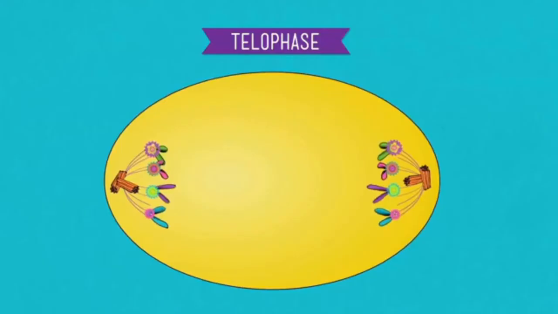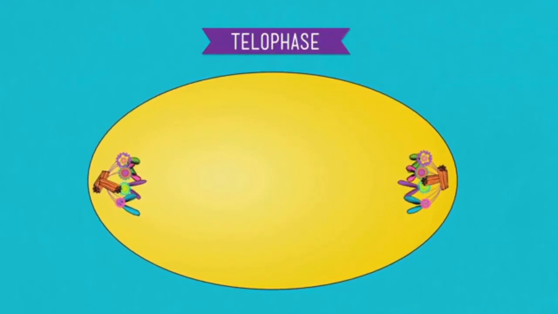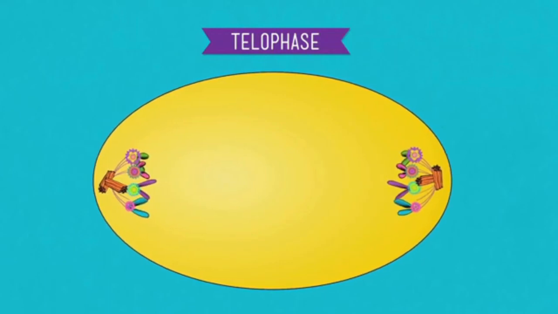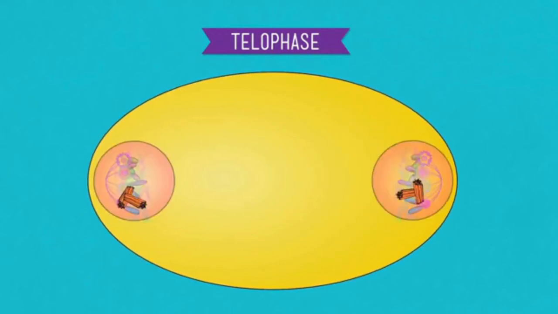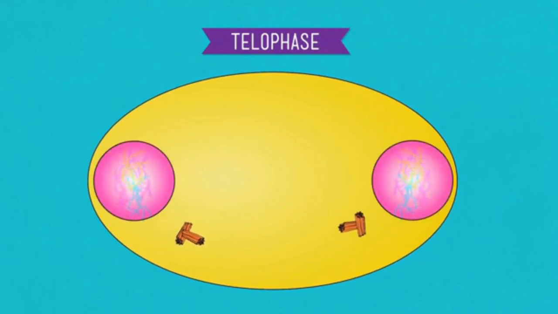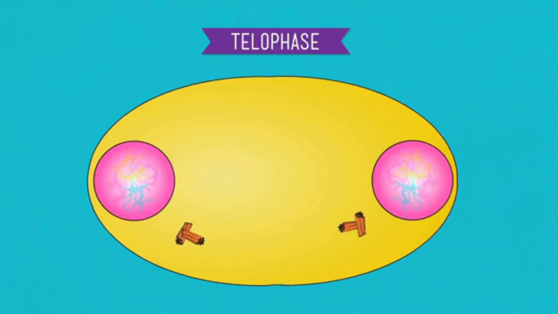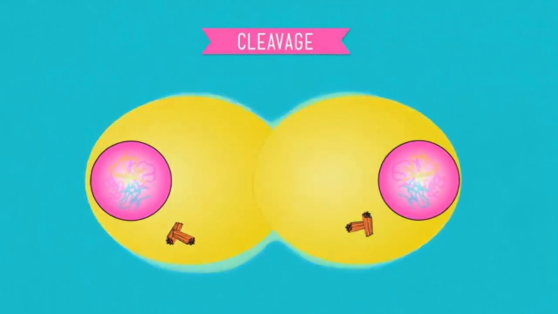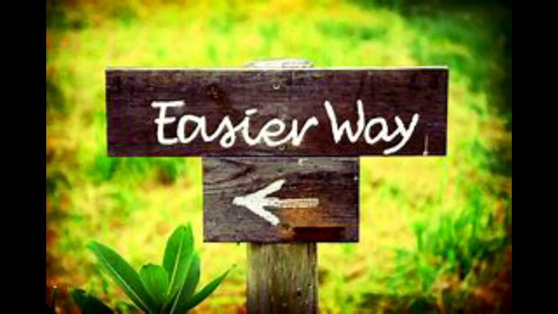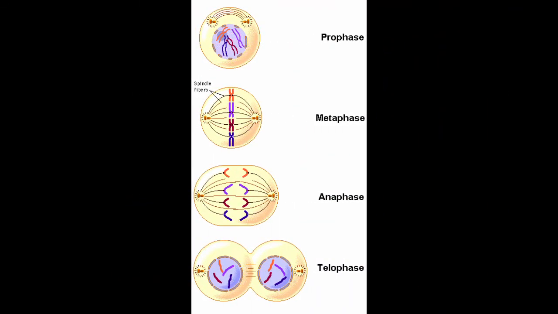In the penultimate step, which is called the telophase, the chromosomes begin to decondense and the nuclear envelope reforms. Finally, the cell goes through a process called cytokinesis, during which the cytoplasm divides into two genetically identical daughter cells. You might find it easier to remember the whole process using the acronym PMAT, P standing for prophase, M for metaphase, A for anaphase, and T for telophase.